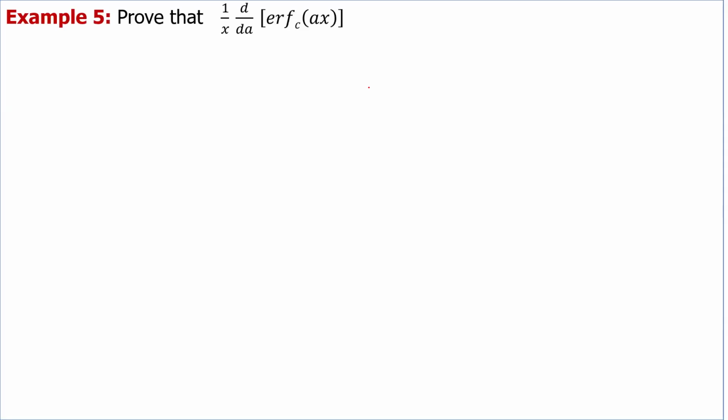In this lecture, we prove that 1 upon x derivative of the complementary error function of ax with respect to a is equal to minus 1 upon a derivative of the error function of ax with respect to x. So we have to first differentiate the complementary error function with respect to a, and the error function with respect to x.